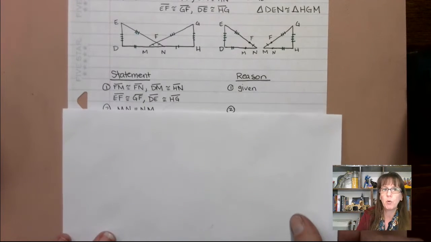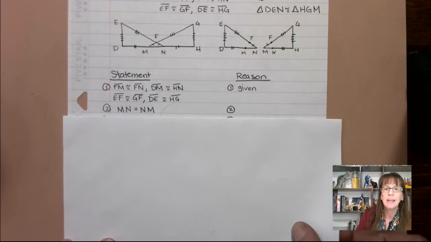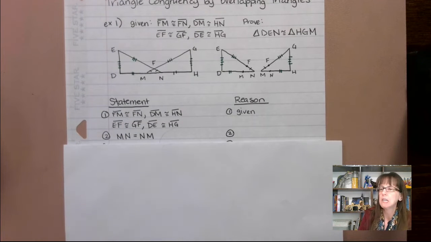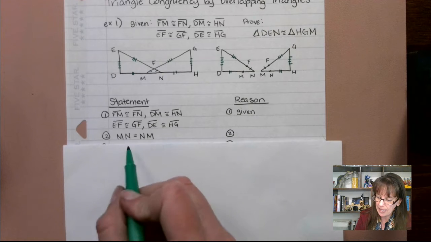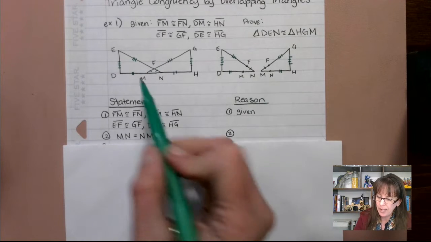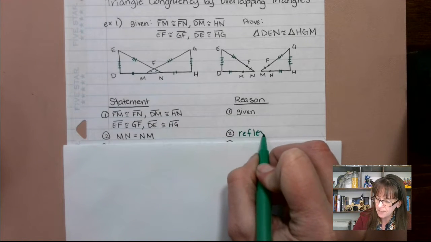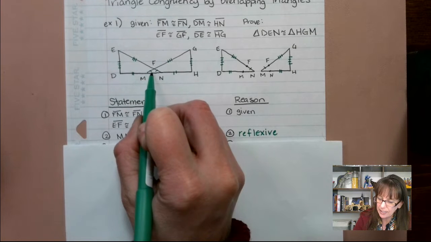All right, so for our next step, remember, if you're not sure what to do with a proof, it doesn't hurt to see if you can do any obvious but not given things, like the reflexive property or vertical angles. See if the segment addition postulate or angle addition postulate would work. Start to play around with those things and you'll find that you are getting closer and closer to your proof. So we have MN is congruent to NM, and that is because of the reflexive property. That is this right in here.